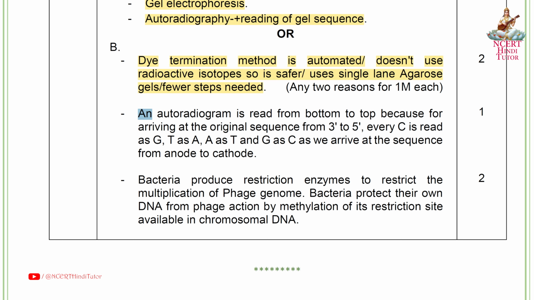An autoradiogram is read from bottom to top because for arriving at the original sequence from 3' to 5', every C is read as G, T as A, A as T and G as C, as we arrive at the sequence from anode to cathode. Bacteria produce restriction enzymes to restrict the multiplication of phage genome. Bacteria protect their own DNA from phage action by methylation of its restriction site available in chromosomal DNA.